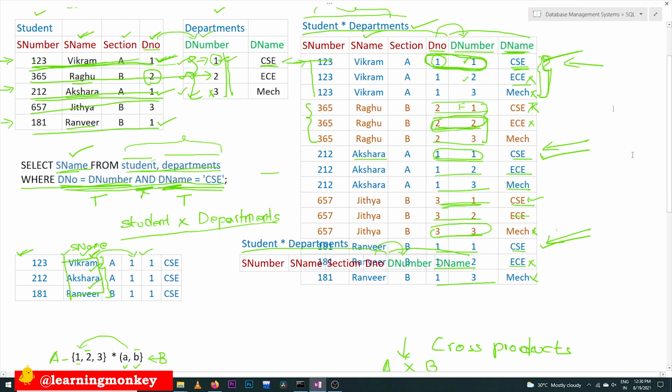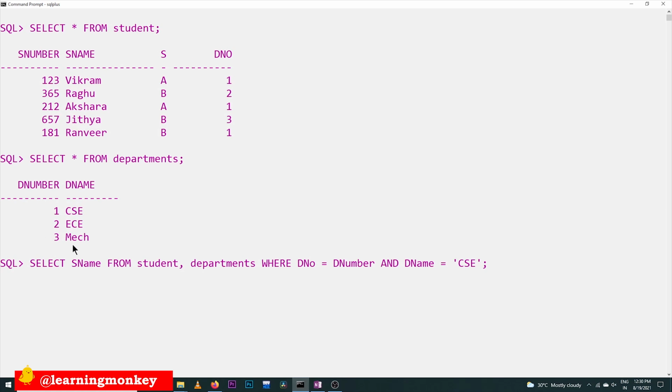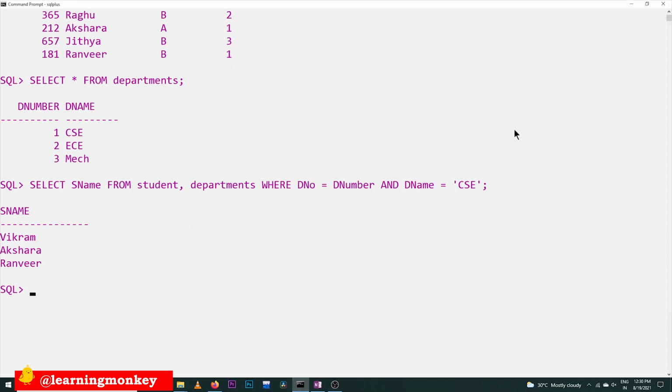Anyway, we will try to execute this on our tables. These are the two tables, student table and department table, with the same query. Let's see what the output is going to be. Vikram, Akshara and Ranveer, these are the three students who belong to CSE department. So this is all about the Cartesian product in SQL. Hope you got clarity on this concept.